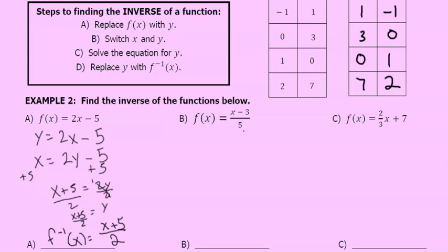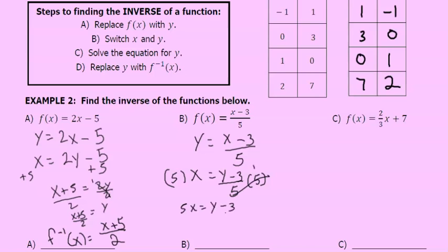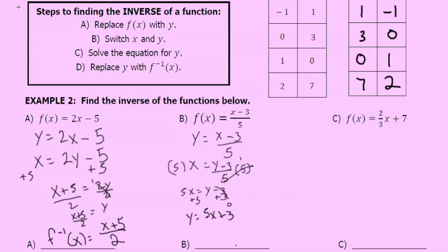B. F of x equals x minus 3 all over 5. Replace f of x with a y. Switch the x and y. Get y by itself. First we will multiply by 5 each side. And then we will add 3 to each side. So then we have y equals 5x plus 3. So our inverse is f inverse of x equals 5x plus 3.